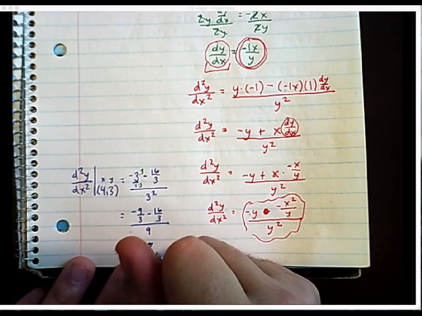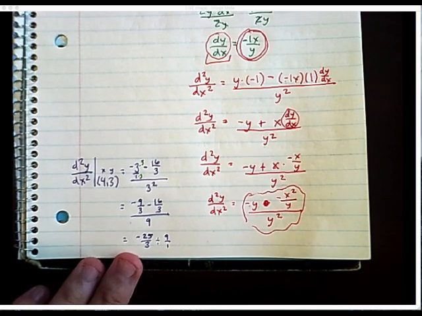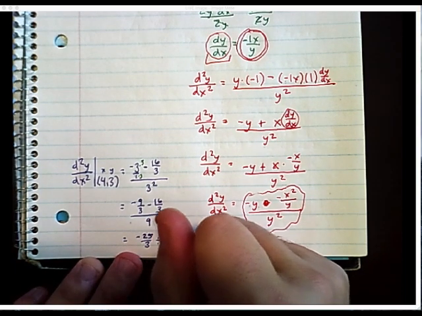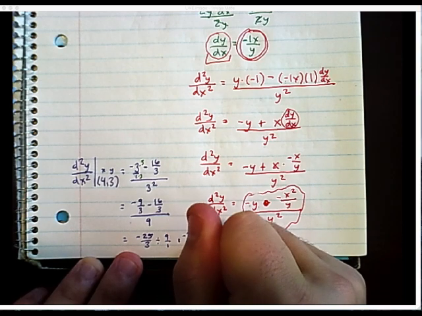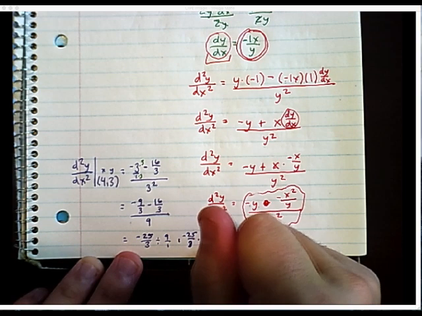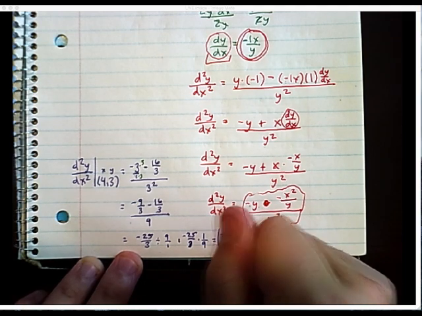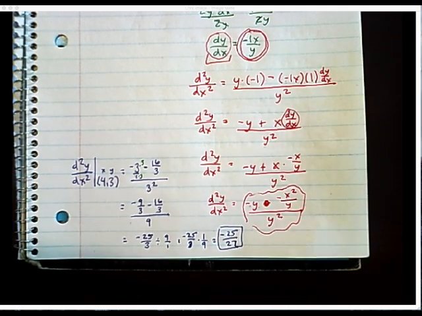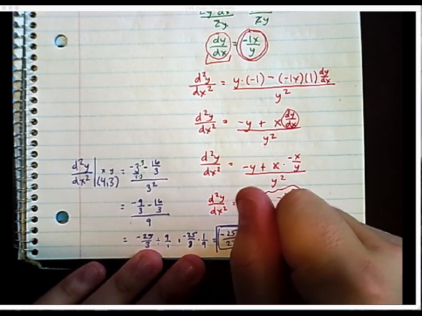I'm going to divide it by 9. If you remember your keep, change, flip, that's going to be the same thing as saying negative 25 thirds times 1/9. To get a final answer here of negative 25 over 27. And that's my answer. Negative 25 over 27.